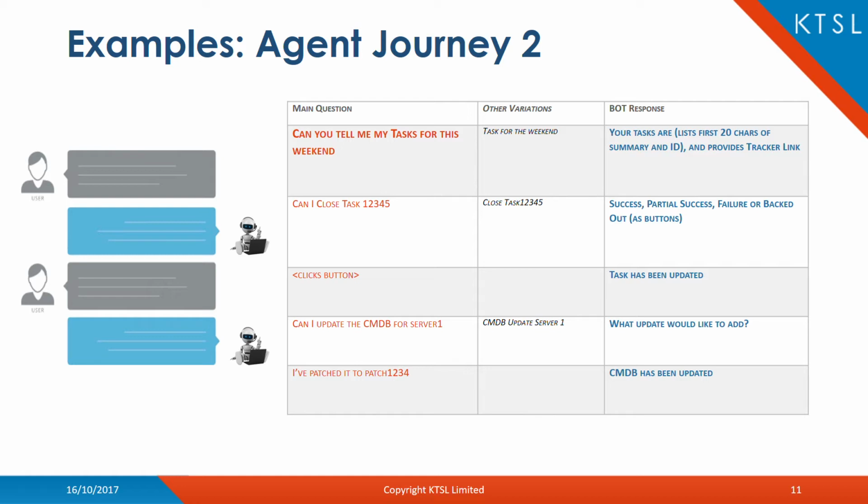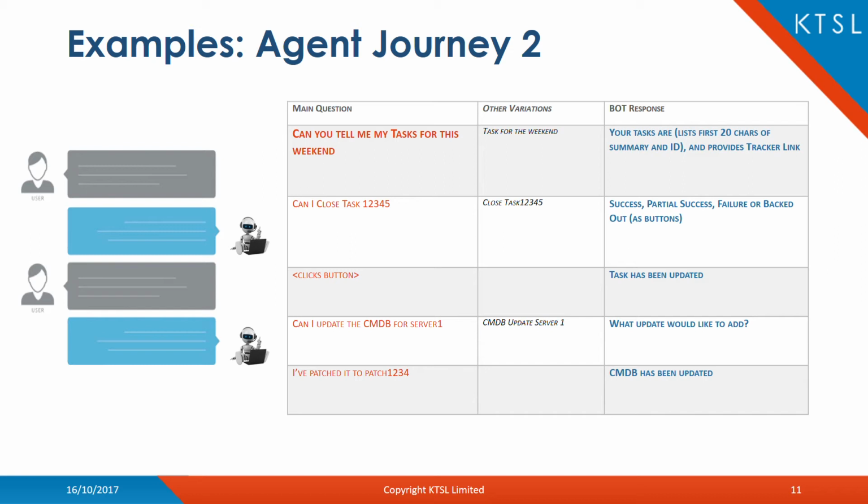And what if we took it to the next level? Maybe one of my tasks on the weekend was to patch a CMDB server. So I say, can I update the CMDB for server 1? The bot says yes. What would you like to add? I've patched it to patch 1234. It updates the CMDB because it knows that patch number, it knows the CI, and it creates that relationship for you. Now in some service management tools that could be a 7 to 8 click journey, and you've done it with 2 sentences, and you don't need to understand how to navigate CMDB to do it.